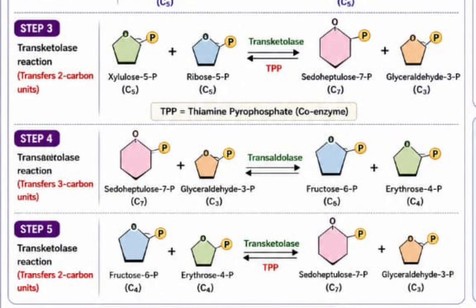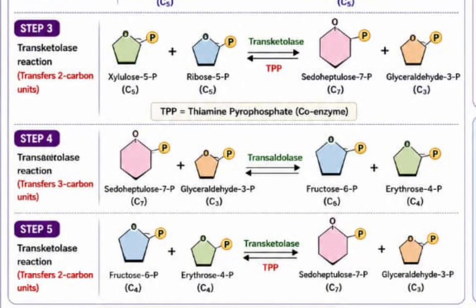Now are you getting that? Always from the keto sugar, not from the aldose sugar. You always remove it from the keto sugar. The first one is we are taking 2 carbons from xylulose to ribose 5-phosphate. If we transfer 3 carbons from sedoheptulose 7-phosphate to glyceraldehyde 3-phosphate, it will give us fructose 6-phosphate, which is a keto sugar, and erythrose 4-phosphate, which is an aldose sugar. That's the transaldolase reaction.